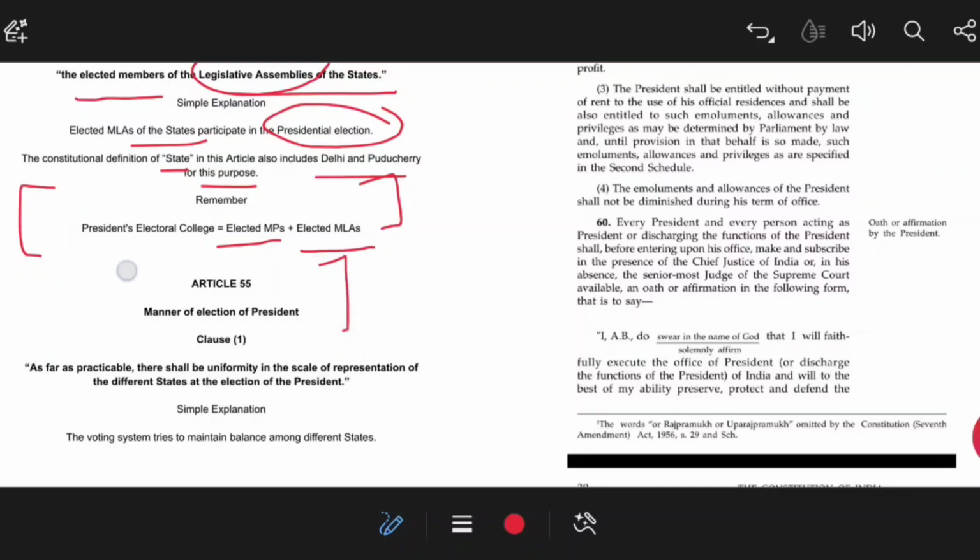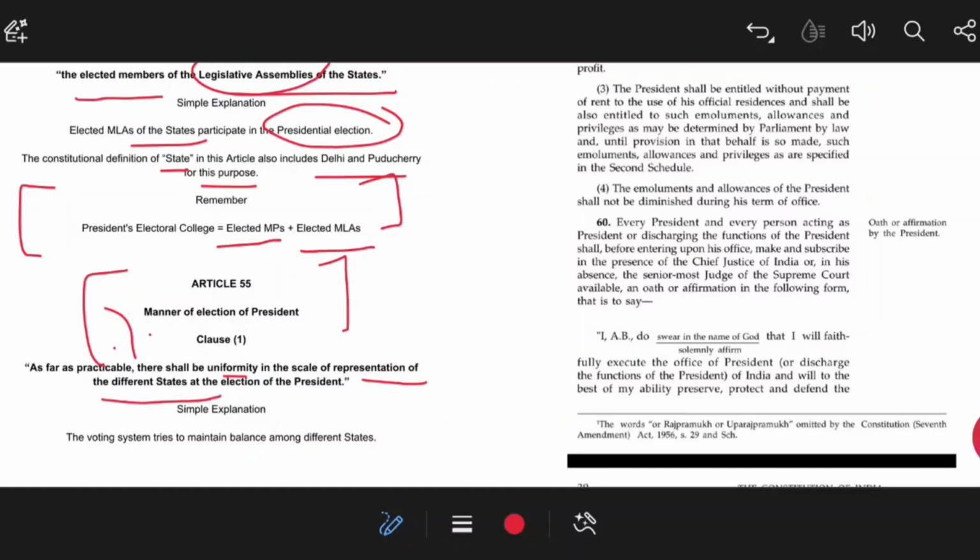Article 55 talks about how the election of the president will be carried out, that means the manner through which the election of the president will be held. As far as practicable, there shall be uniformity in the scale of representation of the different states at the election of the president. As you all know, the different state legislative assemblies do not have a uniform number of members, right? They have different numbers of members. Each state assembly has a different number of MLAs, right?